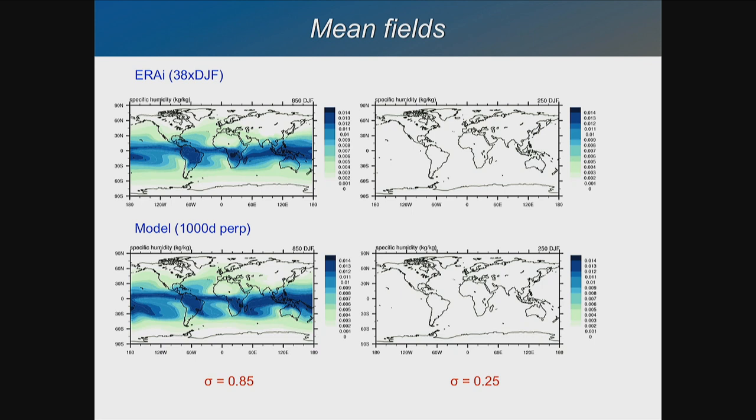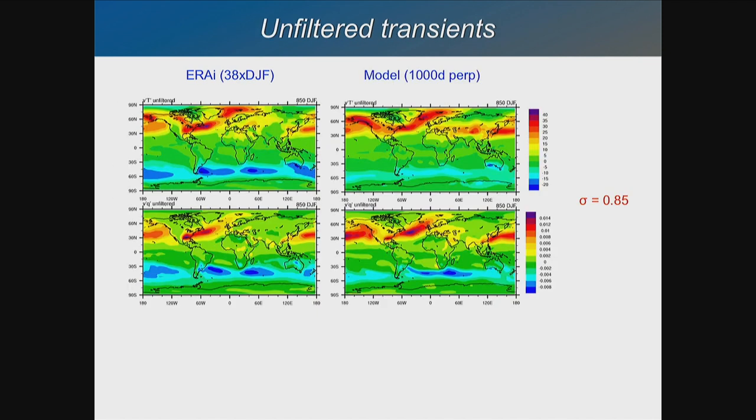Humidity. We do have a humidity variable in the model, and we are forcing it, and it gives you a pretty decent humidity distribution. We have sources and sinks of humidity, which represent evaporation and precipitation. Transients. These are the unfiltered transients for winter. You can see that it's getting the storm tracks in the right places. It is a bit weak in the southern hemisphere. This is temperature flux.